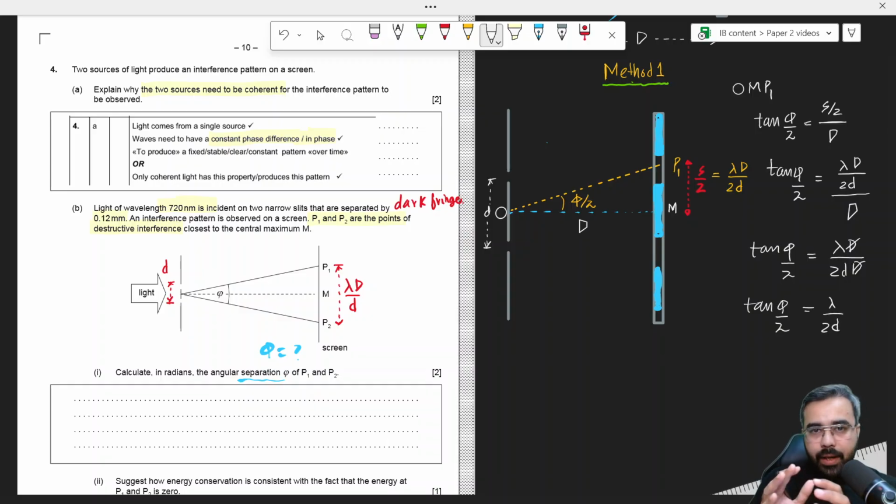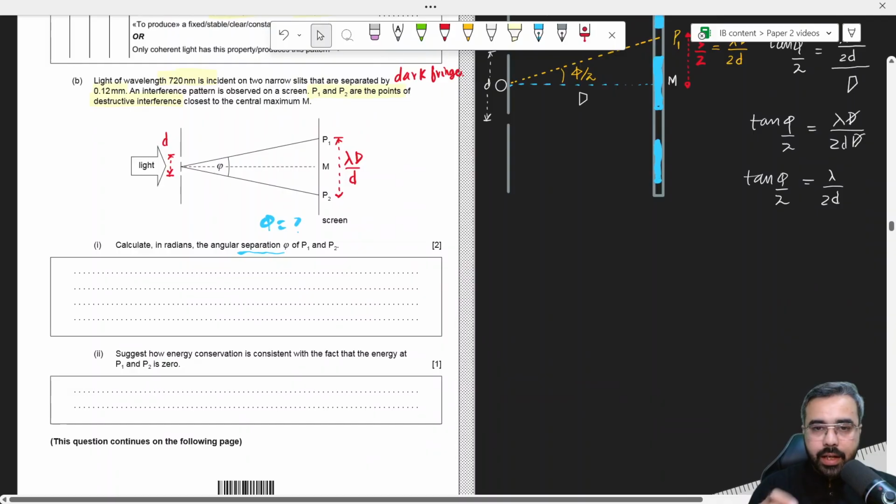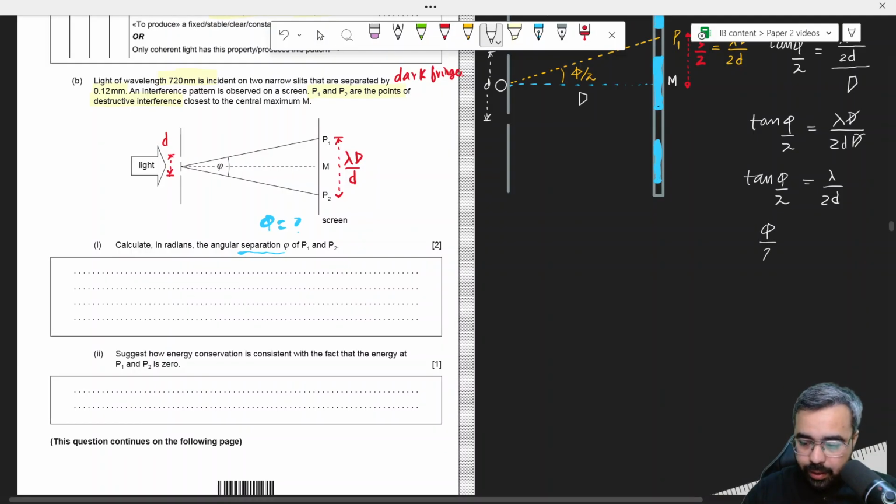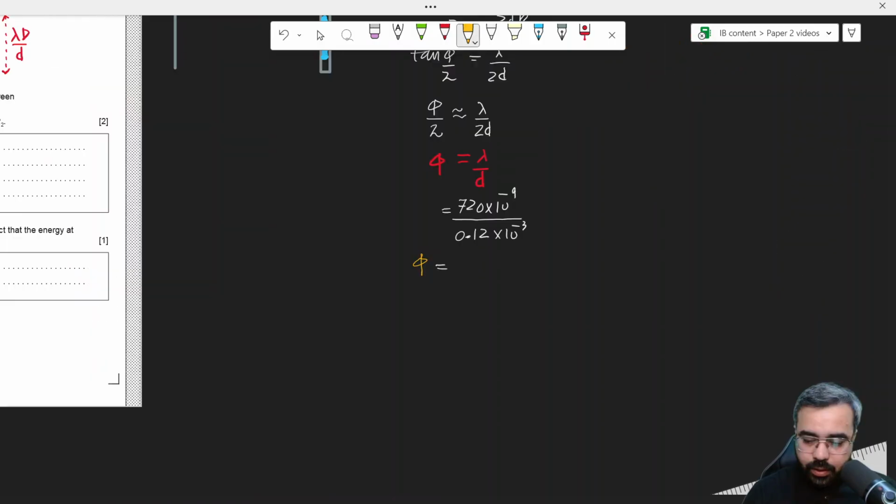Now, look, if the angle is very small, because this angle is so small, and in radians, if you take the tan of a small angle, it will be equal to the angle. So we should write like this. Okay. So now phi will be equal to lambda over 2d times 2. So it should be lambda over d, which is 6 multiplied by 10 to the power negative 3 radians. So this is the angle.